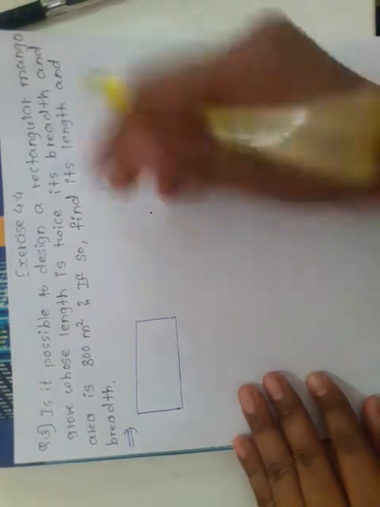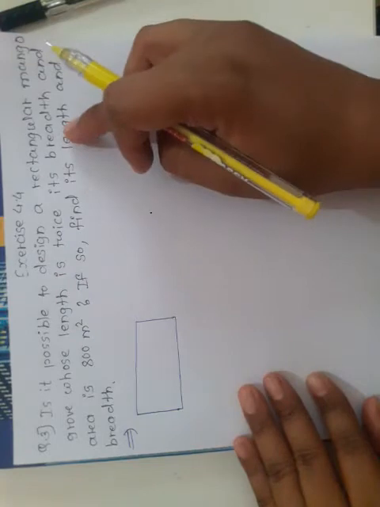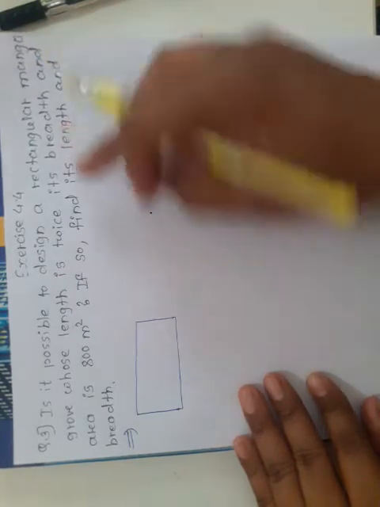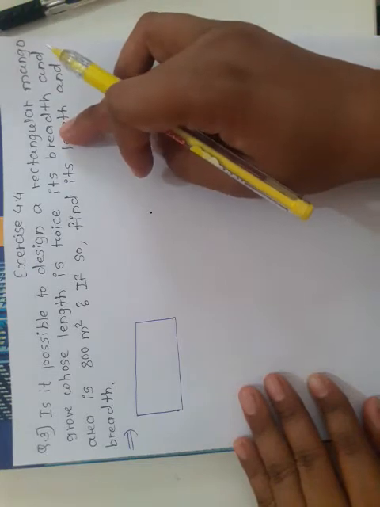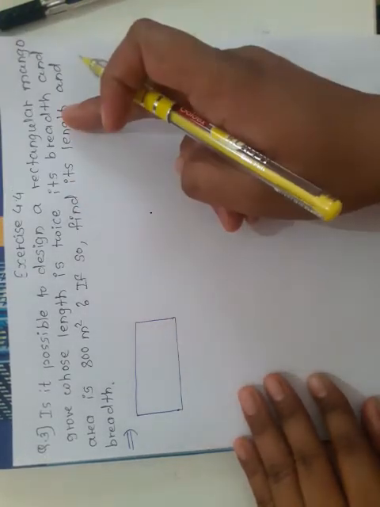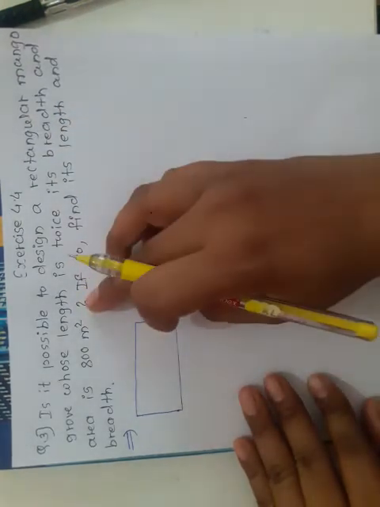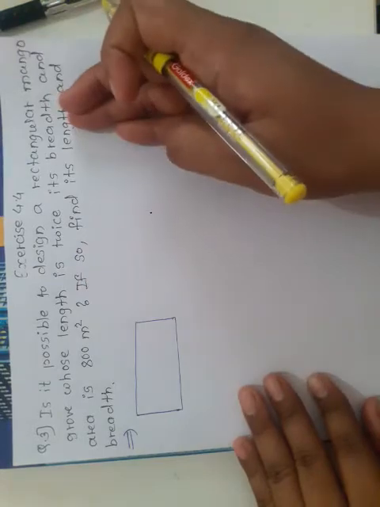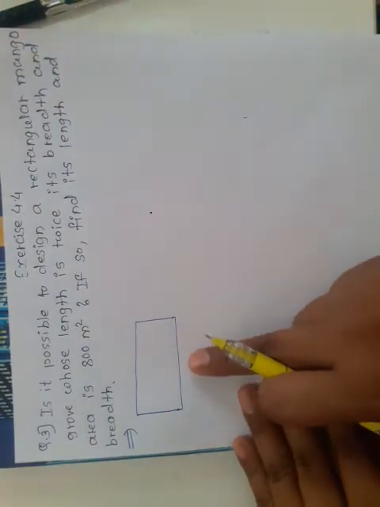its width? Twice its width means the condition of the length is given to us with respect to the breadth. So we have to suppose the breadth as x, because neither breadth nor length is given to us, but what is given is that the length is twice that of the breadth. So if we suppose the breadth as x, then and only then we get the length.